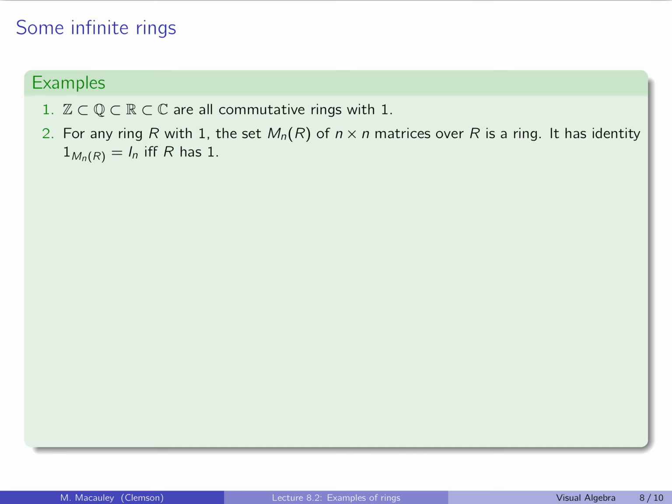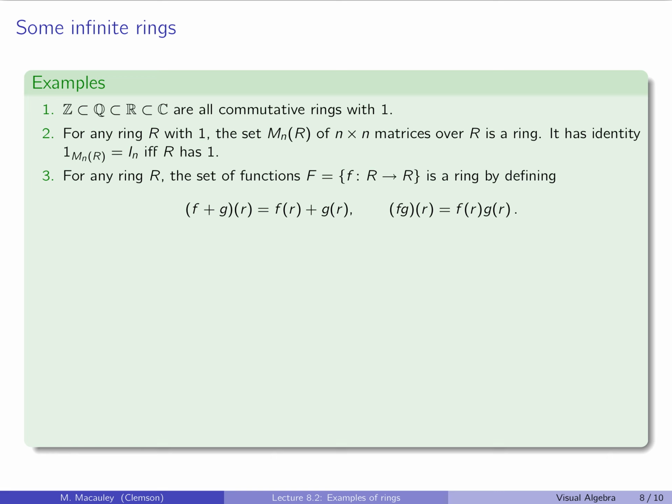For any ring R with 1, or actually even without 1, the set of n by n matrices over R is a ring. We'll either write that as M_n(R) or Mat_n(R) like we did earlier. This will have an identity element, which is the identity matrix, if and only if R has 1.